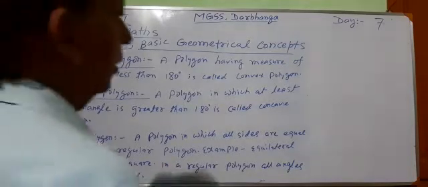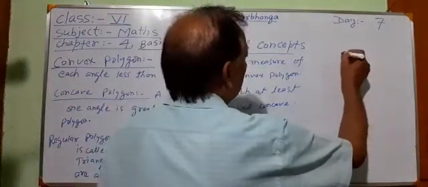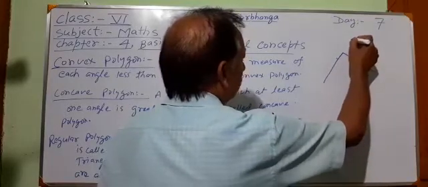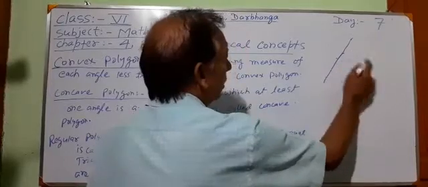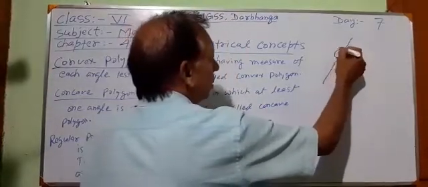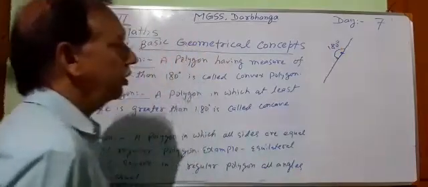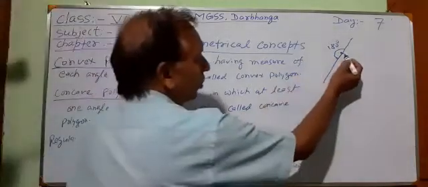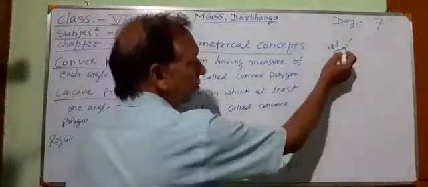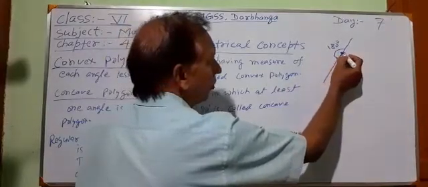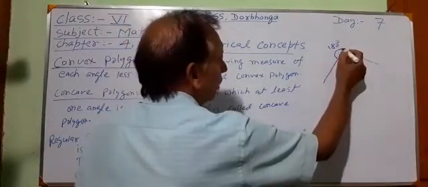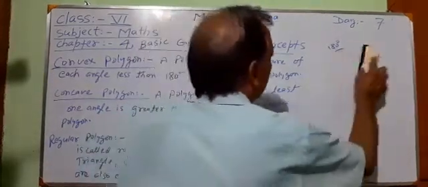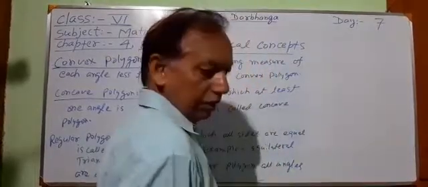Concave polygon. Suppose this is one angle. Actually this is 180 degree. This is a point and this angle is equal to 180 degree, a straight angle. A 180 degree angle is known as a straight angle. And we have to draw an angle more than 180 degree. We shall bend this line. You turn this line and come to this point. Remove it. This angle is more than 180 degree. One angle is more than 180 degree.